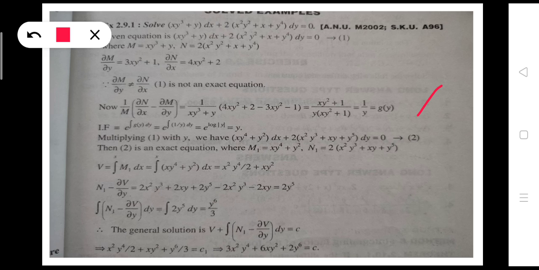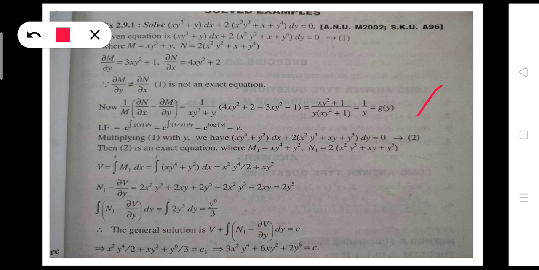So now find the integrating factor. What is the integrating factor? e to the power integral of g(y) dy. This is equal to e to the power integral of 1/y dy, which is e to the power log|y|. The integral of 1/y is log y, so that is e to the power log y, which is equal to y only.